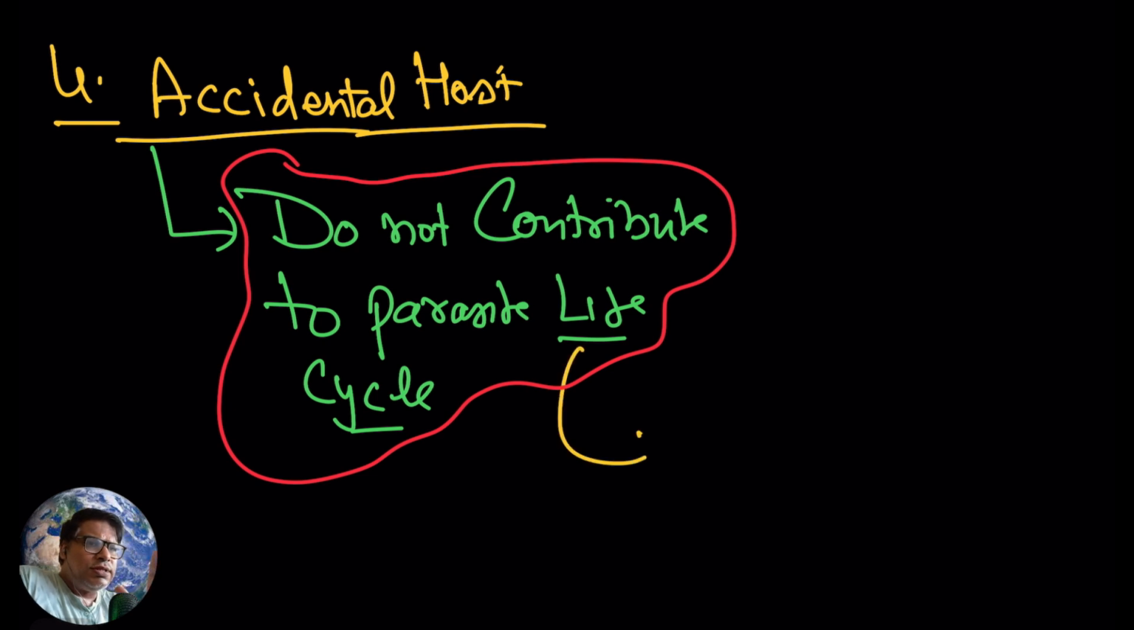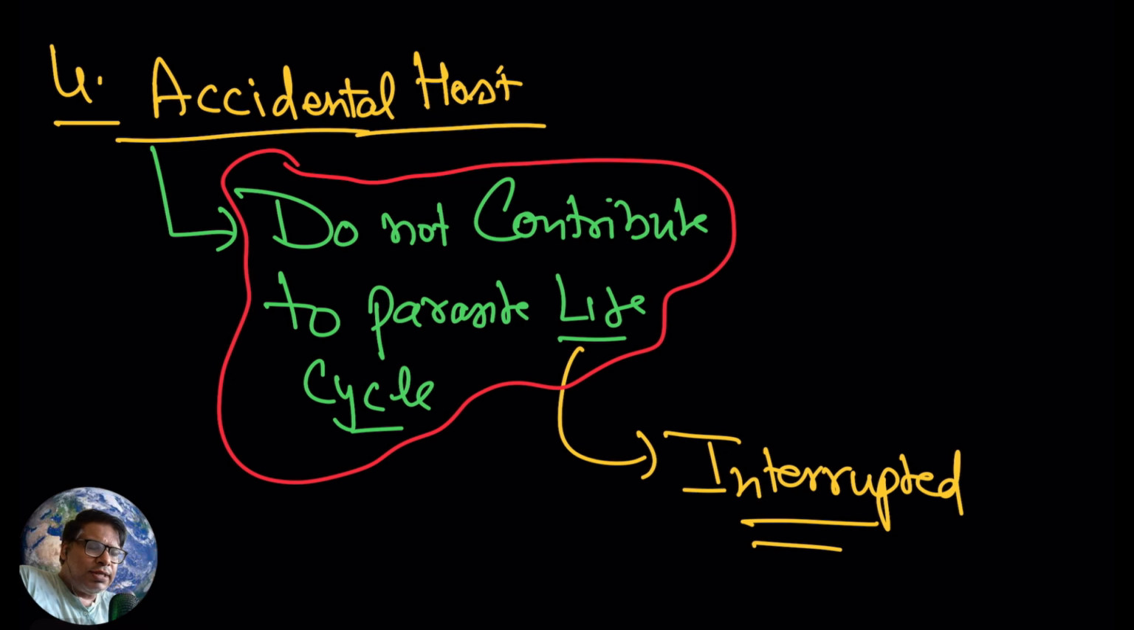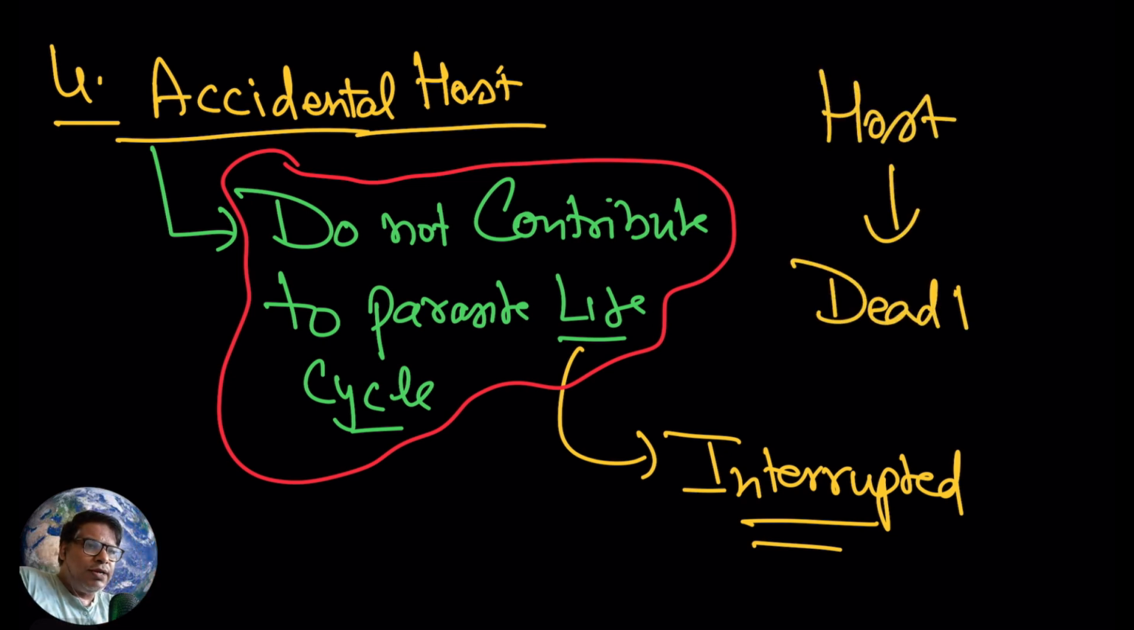Now let us discuss this. The accidental hosts are going to interrupt the life cycle of the parasite. When the parasite makes entry within the accidental host, the life cycle of the parasite is going to be interrupted. So keep in mind, the accidental host is the dead end for the parasite. Now let us see this example, everything will be clear, don't worry.